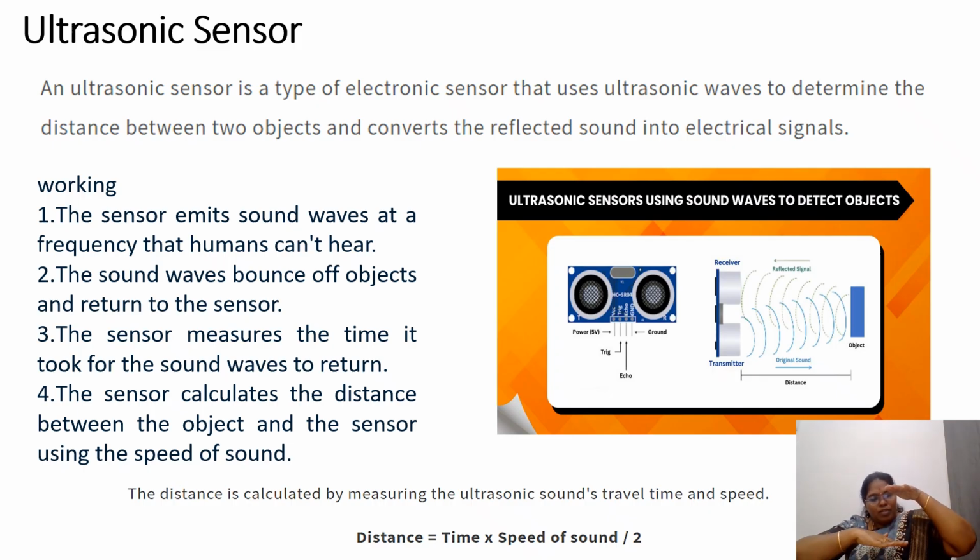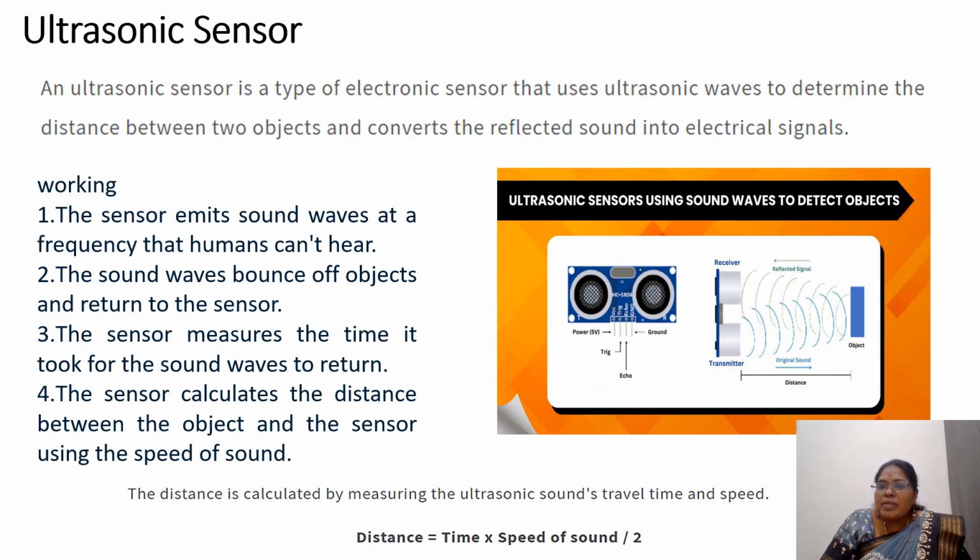The level of the water is at the down position. As the level increases, what will happen? The ultrasonic sensor will send a signal. The signal will fall on the surface and immediately come back. Sound waves will go and come back. That distance will be calculated, and the distance is given by time into speed of sound divided by 2.